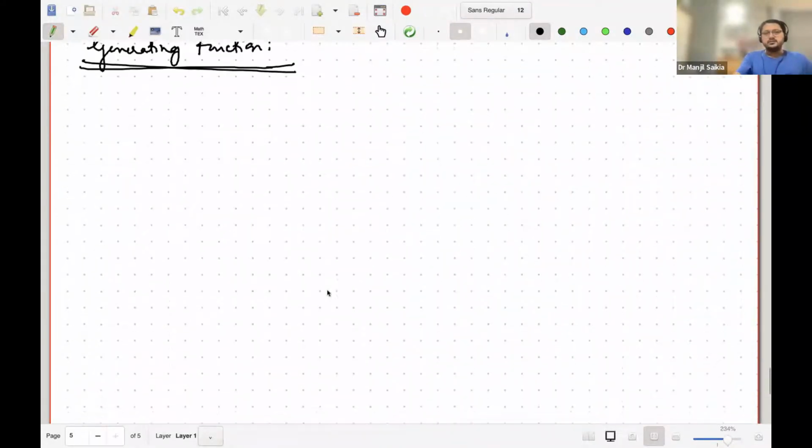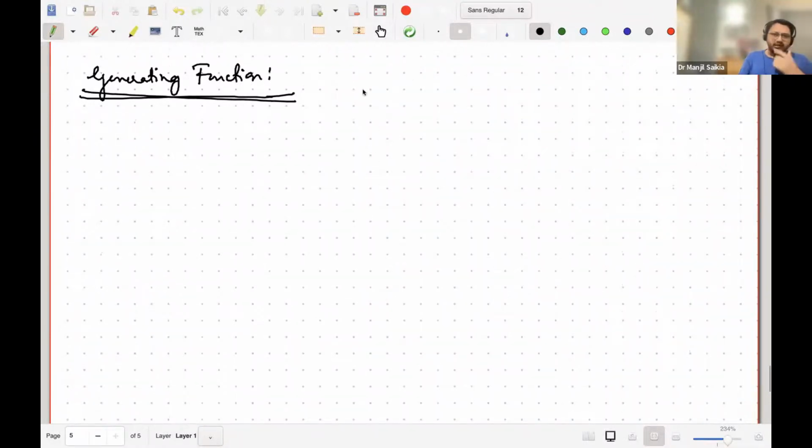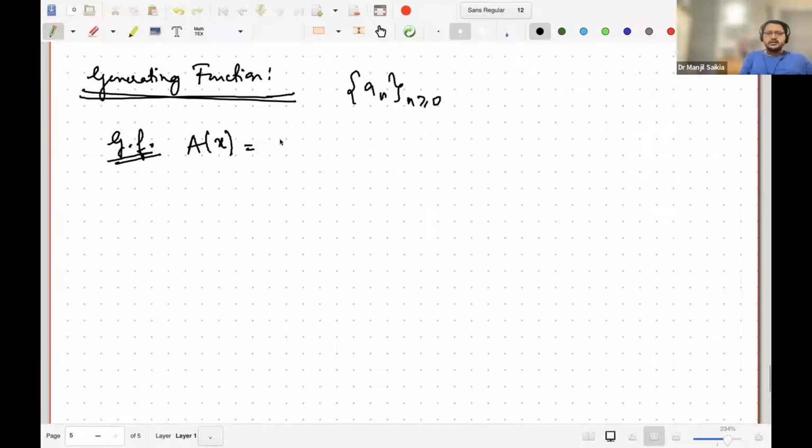So let me be more precise and now define it. Suppose you have a sequence, say an. Associated with this sequence, we will have a generating function. Let's call it A(x), and this generating function would be a0 plus a1x plus a2x squared plus a3x cubed, and so on. Okay, and this is written in this way.